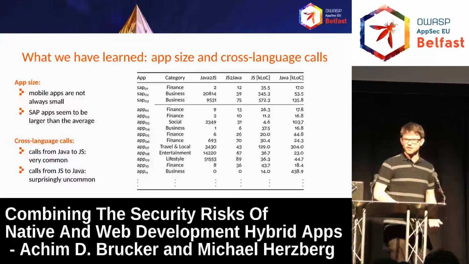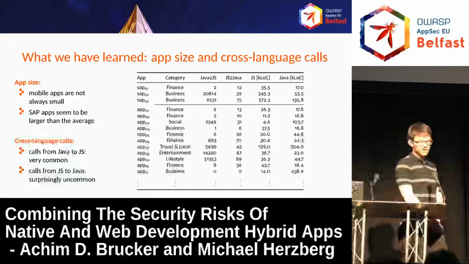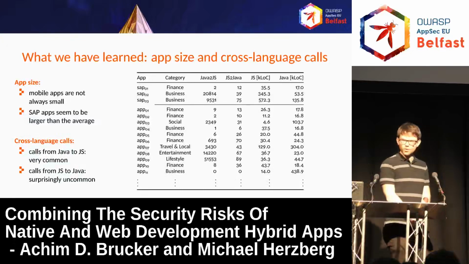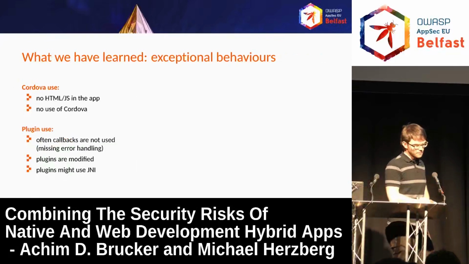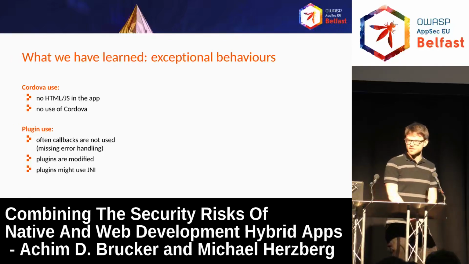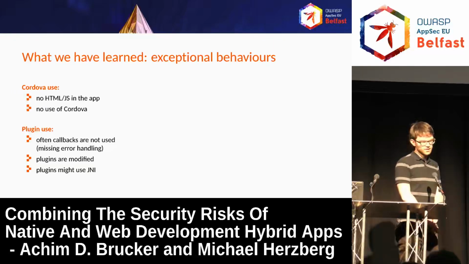And we noticed that there's quite an asymmetry between the cross-language calls that are being used. We found only very few calls that go from JavaScript to Java, and way more occurrences of Java code that actually calls JavaScript functions, which we found a bit weird. And as I said already, some of these apps ship the whole Cordova framework but don't use it, which is weird and opens up definitely some security questions.